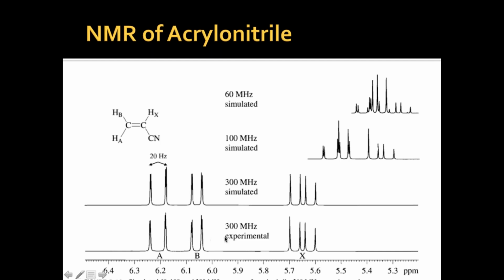What do these peaks show us? You have some protons in the molecule, of course, right? So the molecule is acrylonitrile. A, B, X are the protons. So now how do we interpret the NMR of acrylonitrile?